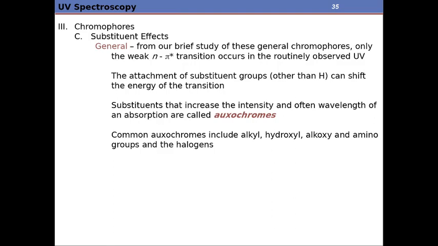Such substituents that could increase the intensity, and sometimes change the wavelength of the absorption, are called auxochromes. Okay, auxochromes are not chromophores. Auxochromes don't undergo transitions on their own, unlike chromophores. Chromophores undergo transitions on their own, whereas auxochromes don't undergo transitions on their own in the spectral region where the chromophore absorbs the radiation. So common auxochromes are usually alkyl, hydroxyl, alkoxy, and amino groups, and halogens. These are auxochromes that could influence the electronic absorption spectral properties of chromophores.